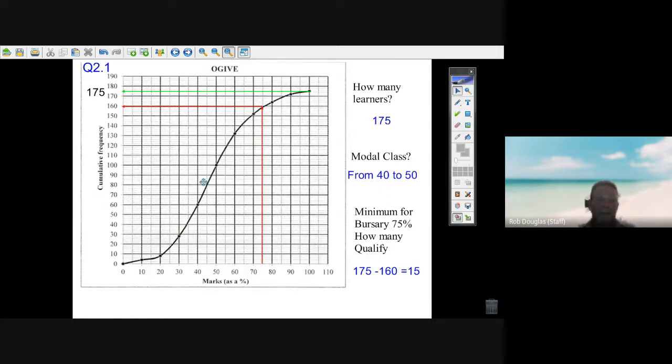Okay, that's how you use an ogive curve. So in this question, they gave you the curve, and you had to answer questions about it. Cumulative means you add it up as you go along. So that number right at the top is the total number of people that wrote the aptitude test. Okay.